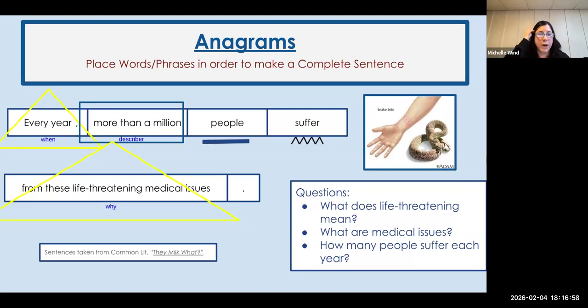So here's the whole sentence. Every year, more than 1 million people suffer from these life-threatening medical issues. So who is the sentence about, Kelly? What's the subject of your sentence?